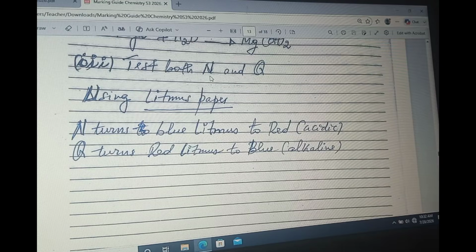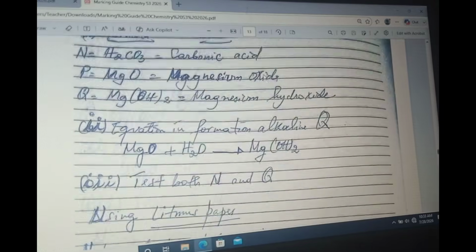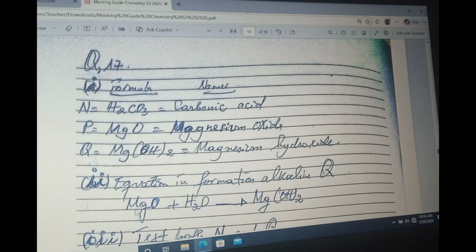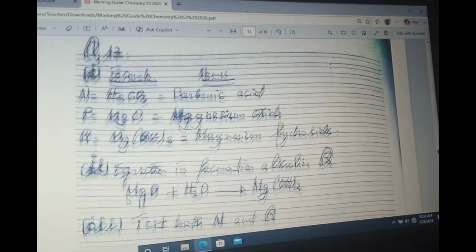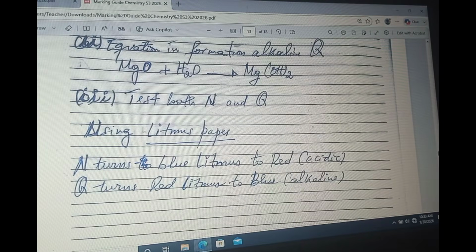Test both N and Q. N is carbonic acid and Q is magnesium hydroxide. Using litmus paper, when we take a blue litmus paper and put it in N, the hydrogen carbonate, the blue litmus paper turns red, which means it is acidic. And for Q, magnesium hydroxide, if you put red litmus paper in it, the red litmus paper turns blue, which means it is alkaline.